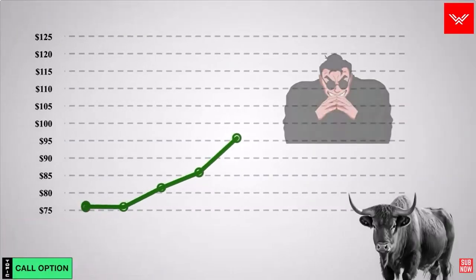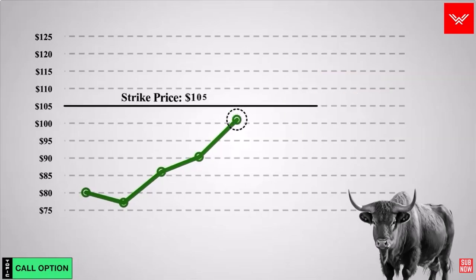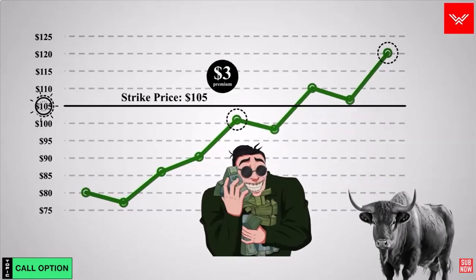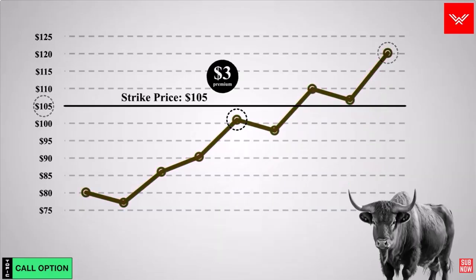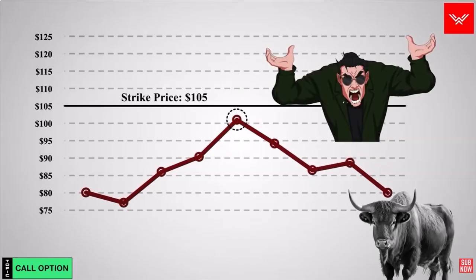Let's say you're bullish on a tech company's stock, currently priced at $100. You could buy a call option with a strike price of $105 for a small premium of, let's say, $3. If the stock price goes up to $120, you can exercise the option and buy the stock at $105, even though it's currently trading at $120. In contrast, if the stock goes down instead, you lose your $3 premium.